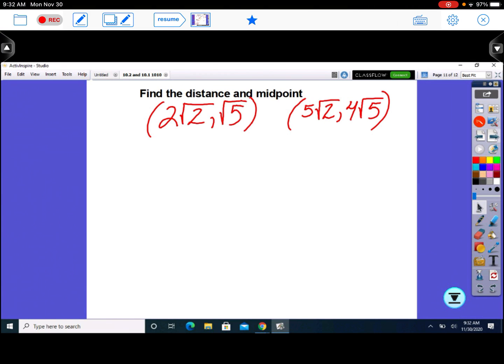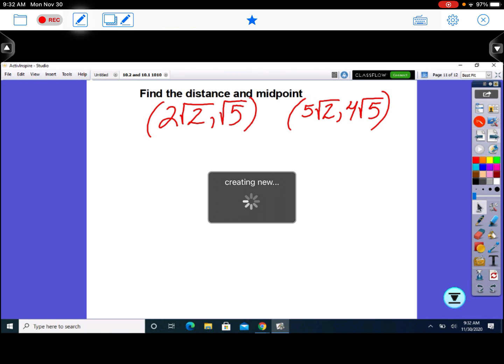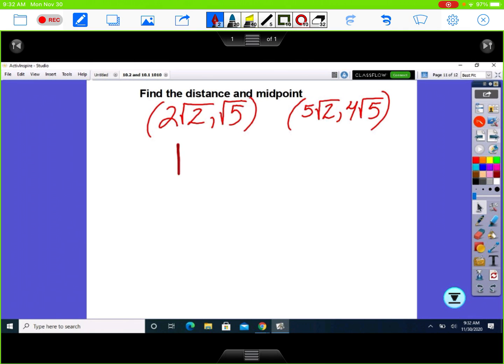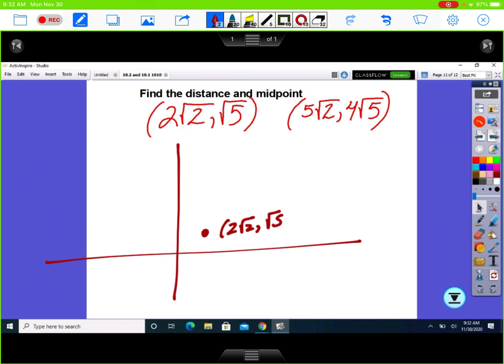Okay, so this is my last example of the day. More likely than not, they're going to give you ones that aren't perfect whole numbers a lot of times, but it's the same idea. So it says find the distance and midpoint. Once again, this is why I just draw myself really rough sketches. So I'm over 2 root 2, up root 5. I'll just draw that right here. They're both positive, so I'll just call this 2 root 2 comma root 5.